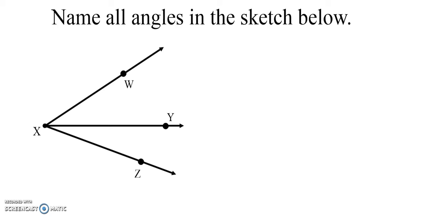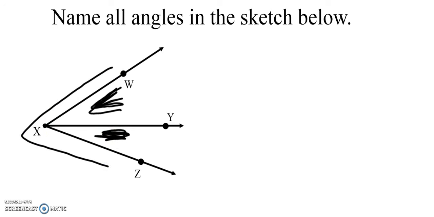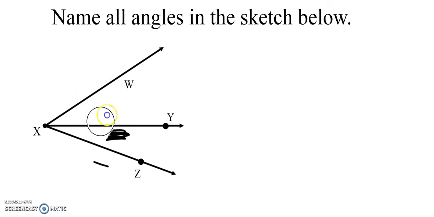So now let's take a look at naming this figure here, all the angles in this figure. This figure has actually 3 angles within it. It has one angle here, this angle. It has another angle here, and then it has the larger angle. So, delete all that. So now let's go back and try and name these angles.